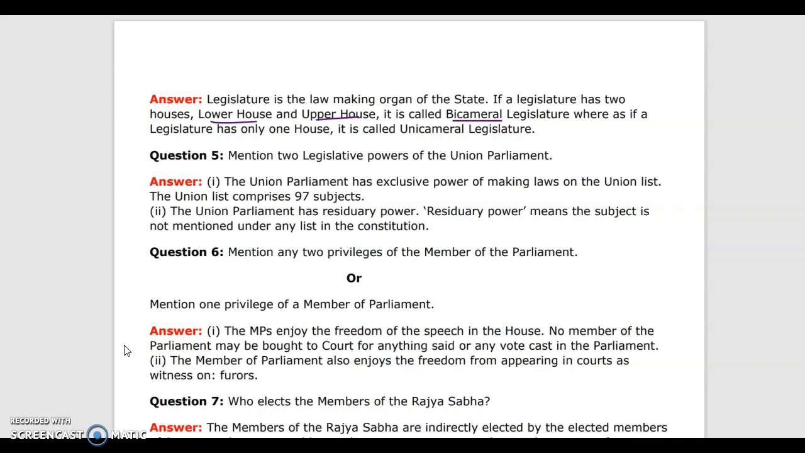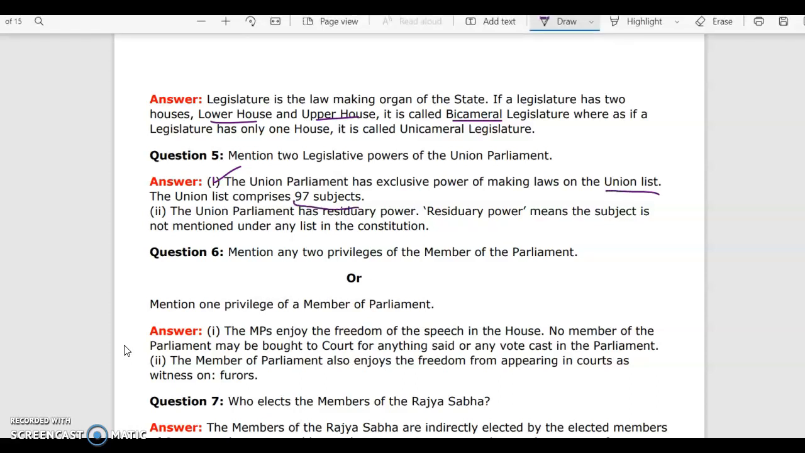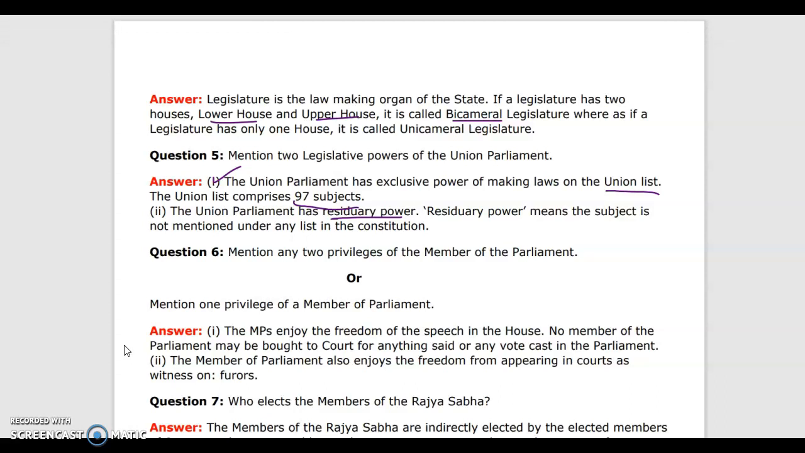Mention 2 legislative powers of the Union Parliament. The first is the Union Parliament has exclusive power of making laws on the Union list, and the Union list comprises 97 subjects. The Union Parliament has residuary power. That means the subject is not mentioned under any list in the Constitution.